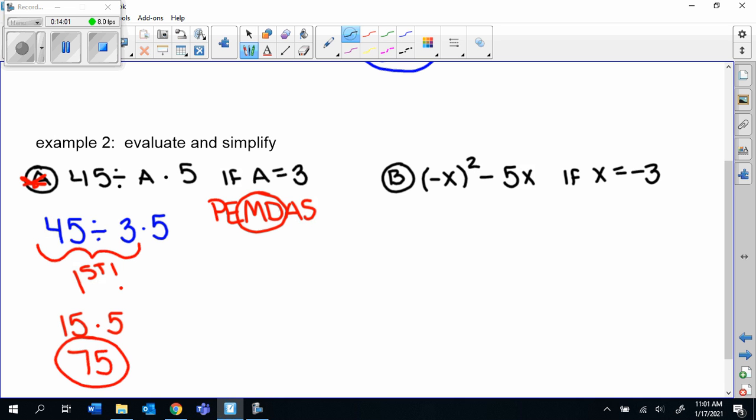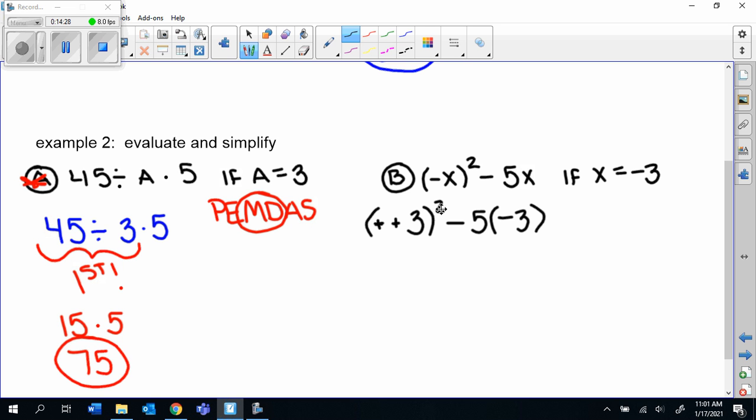All right. B, we're going to substitute negative 3 in for this x. Notice that there's already a negative here. So this negative is this negative, and then I'm going to write out negative 3 squared minus 5 times negative 3. I have 2 negatives right here, so that's going to change to a positive.